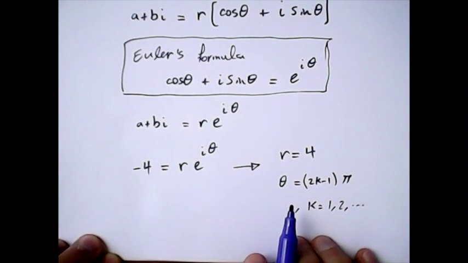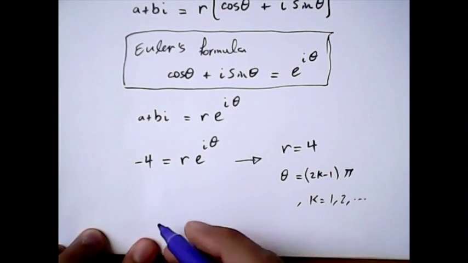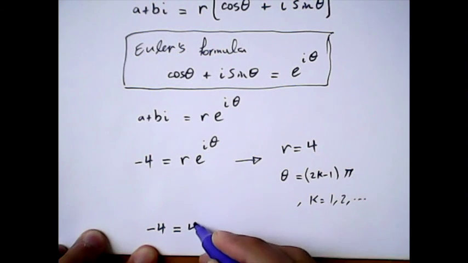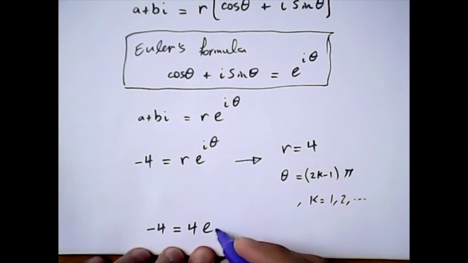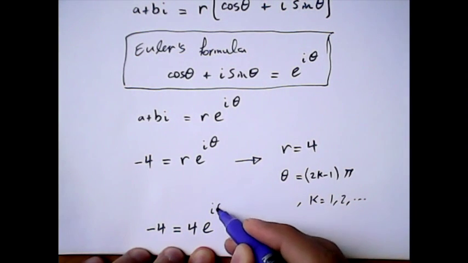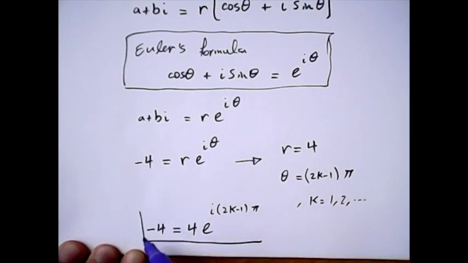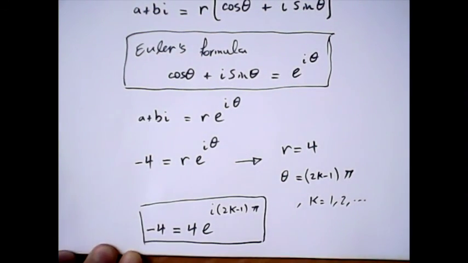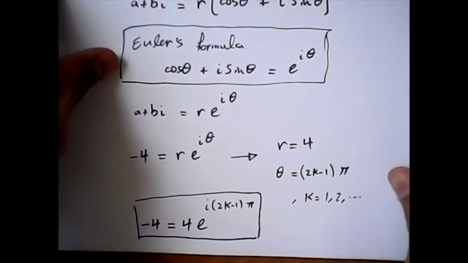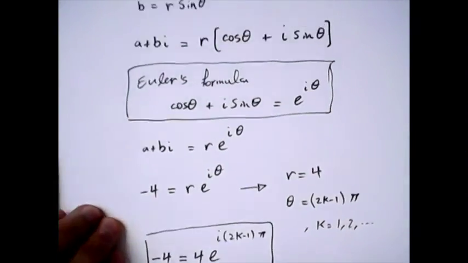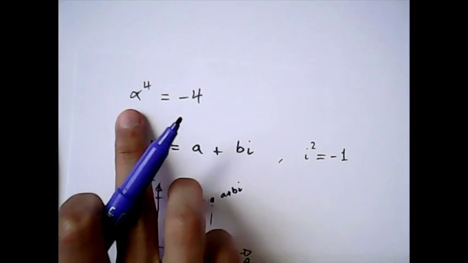That was amazing. So let me rewrite my -4 in this form: -4 equals 4 times e to the power i (2k minus 1) times pi. That's what I have. So let me use this form and try to find alpha. That was our main question.